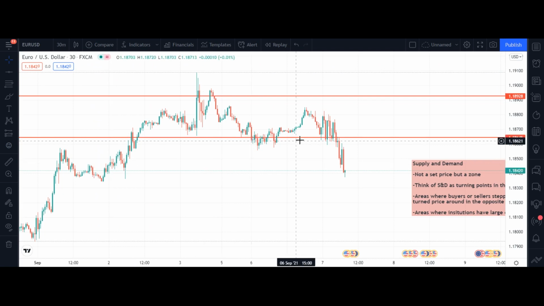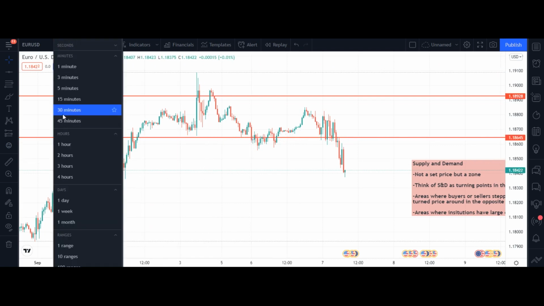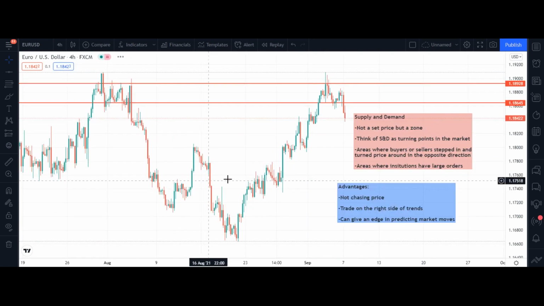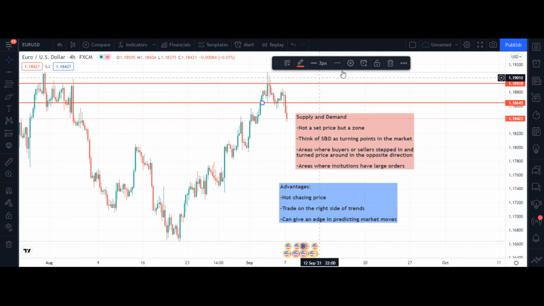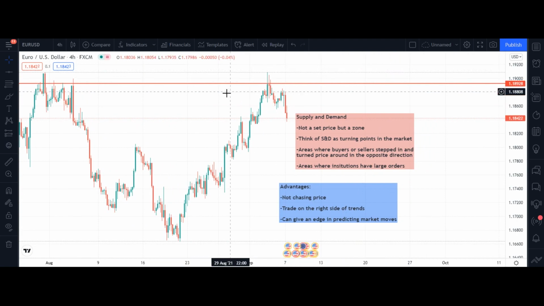So if you're just trading these static levels of price, then it can be very confusing sometimes to know exactly which direction the market's going if all you're doing is just that, right?